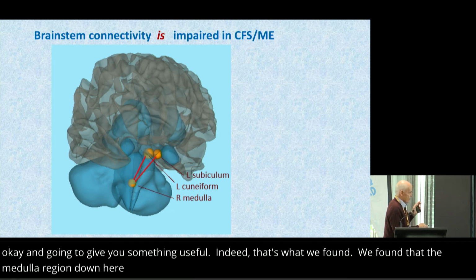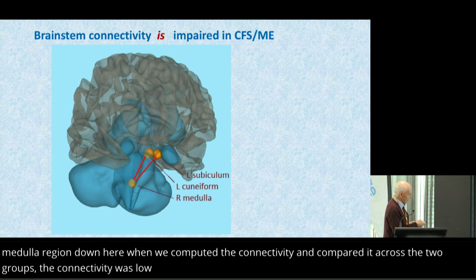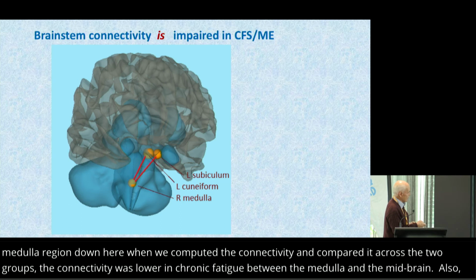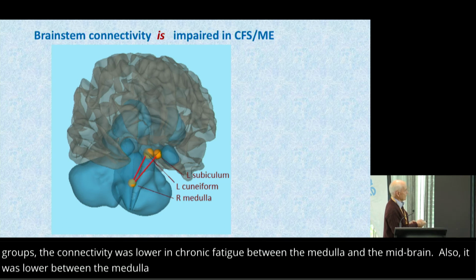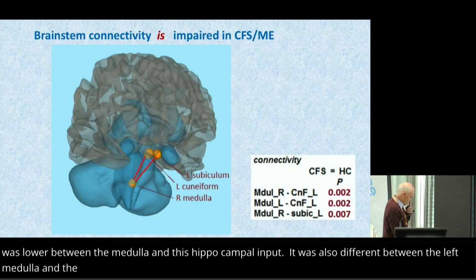when we computed the connectivity and compared it across the two groups, the connectivity was lower in chronic fatigue between the medulla and the midbrain. Also, it was lower between the medulla and this hippocampal input. It was also different between the left medulla and the cuneiform nucleus. And so these are the p-values. It was quite nicely significant.